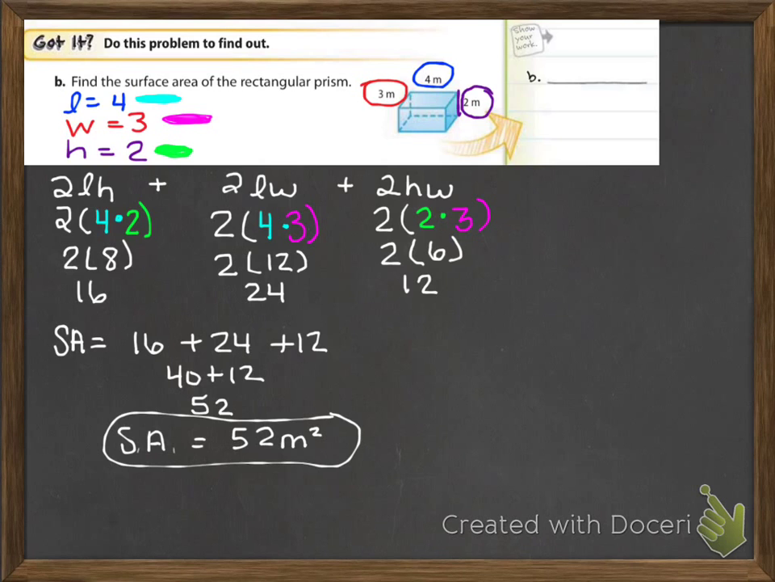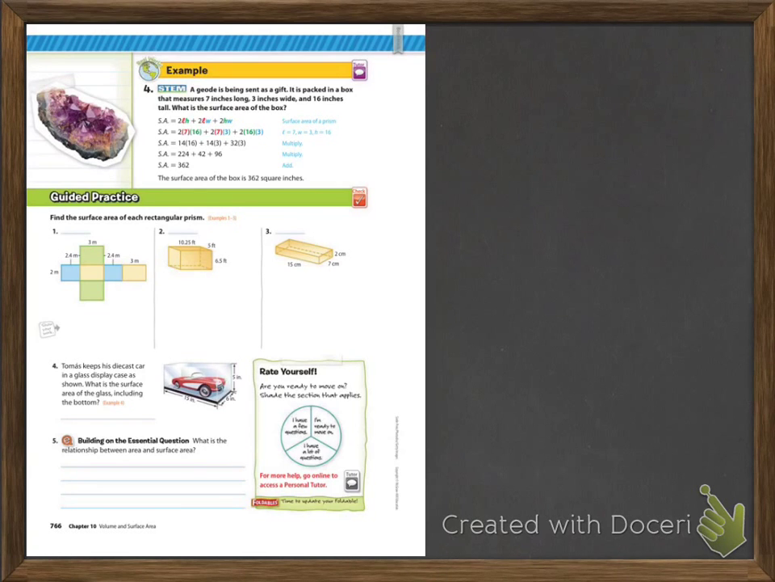You want to make sure to put your answer up here on the line too in the top right corner. So we've got 52 meters squared, and make sure you have the area. Excellent, you're doing a great job. Let's go ahead and look now. We're looking at textbook page 766. We're in the home stretch now.